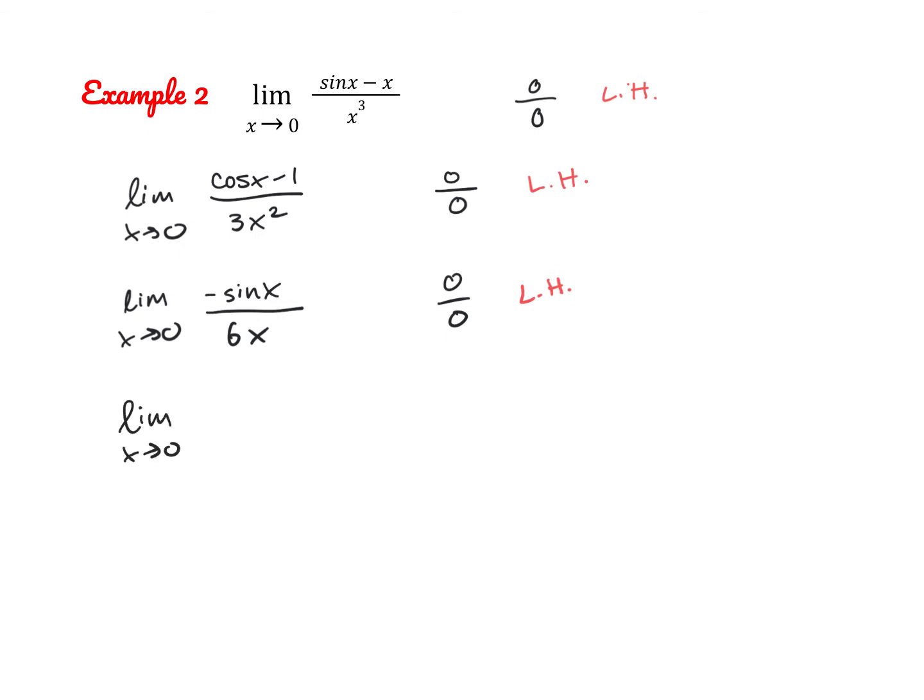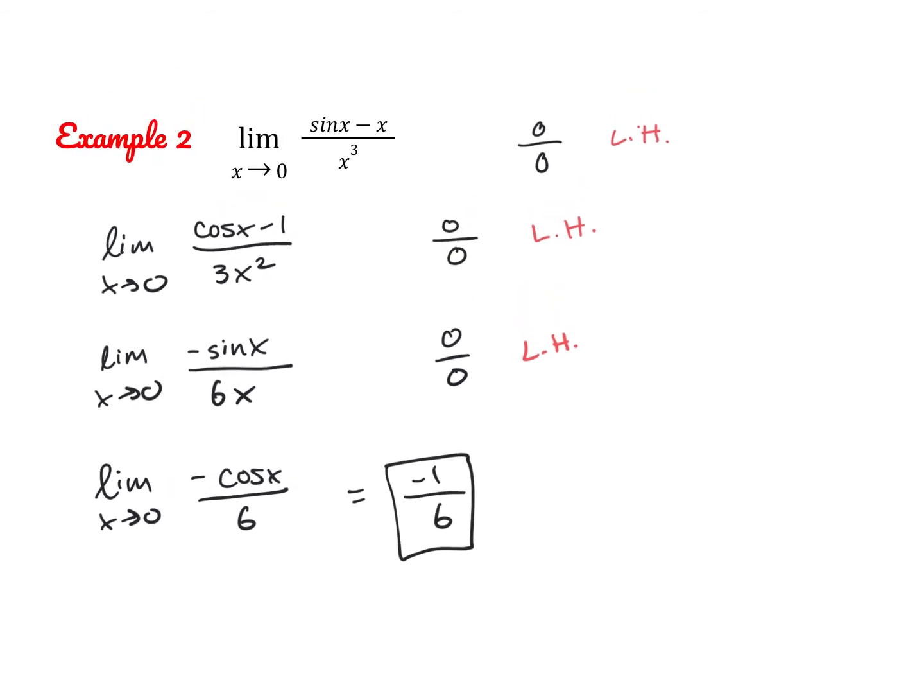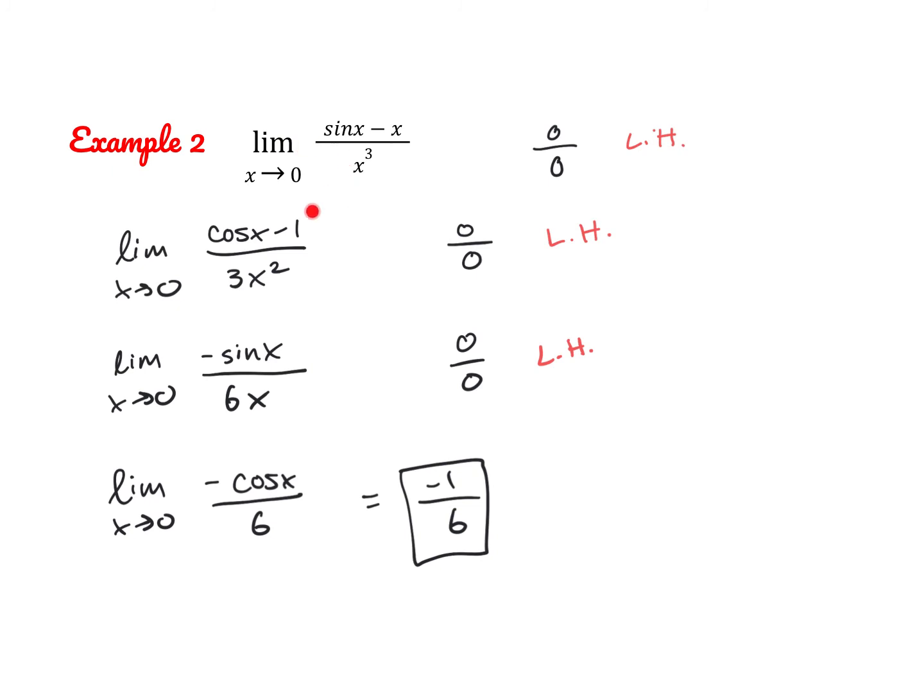So take the derivative of the numerator, so negative cosine of x over 6, and now we can try our direct substitution. The cosine of 0 is 1, so we actually now end up with an answer, negative 1 over 6. So you can see that sometimes you actually need to do a couple rounds of L'Hopital's rule. As long as you have the right form of the indeterminate, you can apply this rule until you end up with an actual limit.